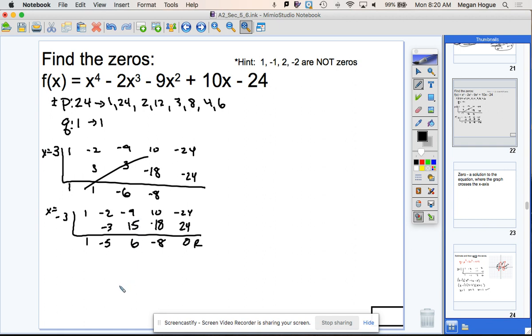All right, so that does work. Price was right. So x does equal negative 3. So again, especially when these get longer, we don't want to lose that factor. That's what I see happen a lot. So I'm going to put x plus 3. This new polynomial, since it was x to the 4th, is going to be x cubed minus 5x squared plus 6x minus 8.